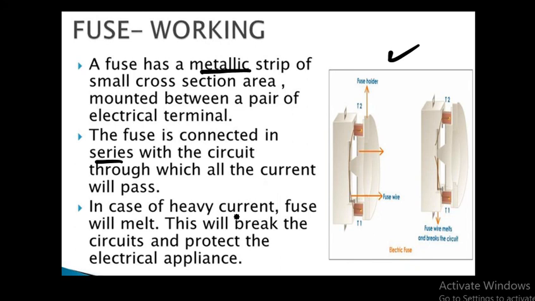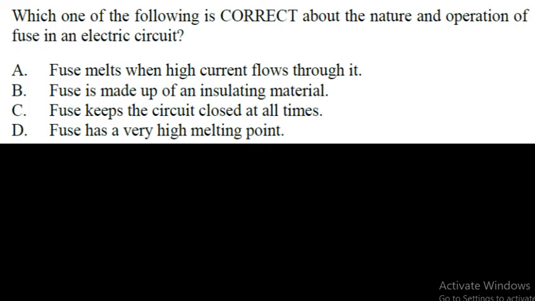So in case of heavy current, the fuse will melt. The fuse will melt, and this will break the circuit and protect the electrical appliances. So no danger will happen, because the fuse will die and it will protect, it will cut the line. Therefore, a fuse is like a candle. A candle is burning, but it's giving us light. It's the best example.